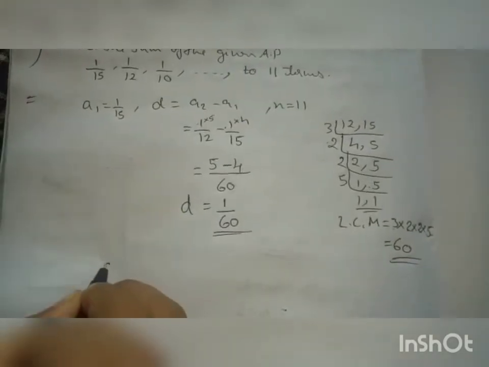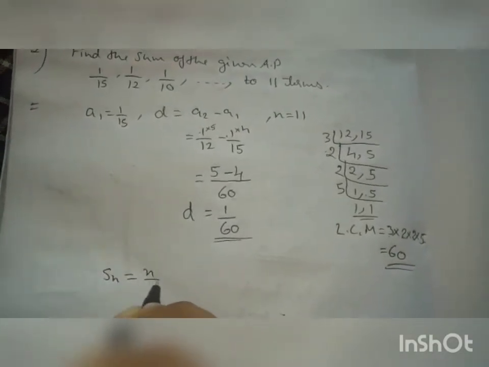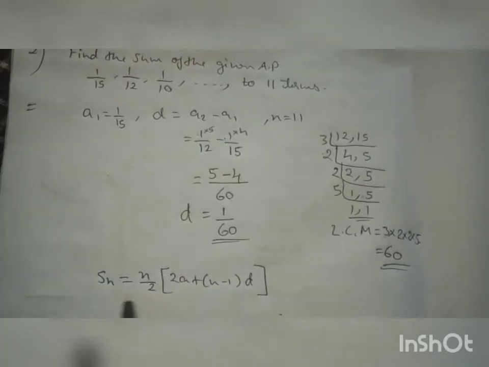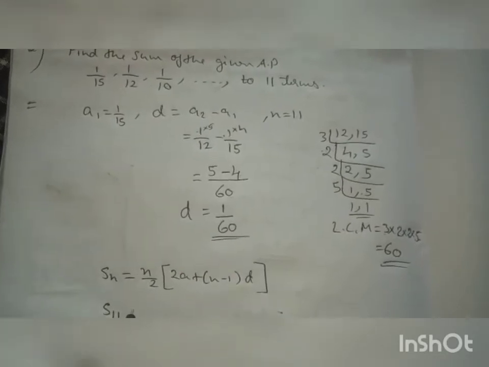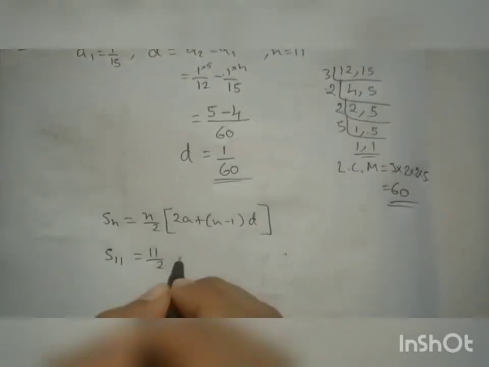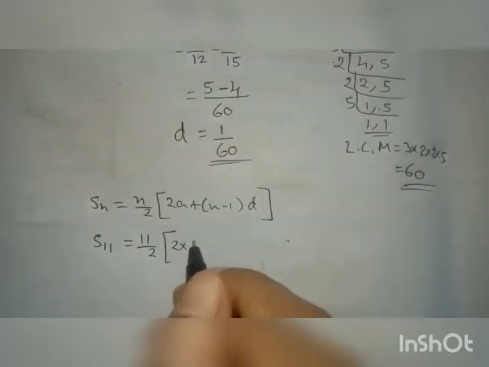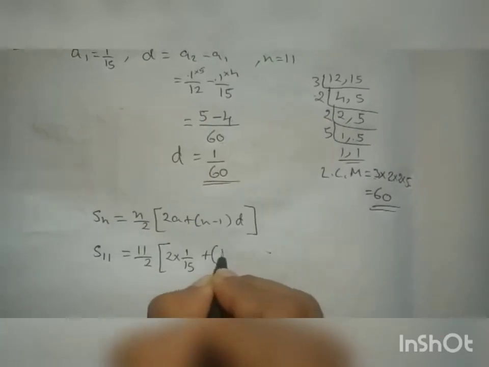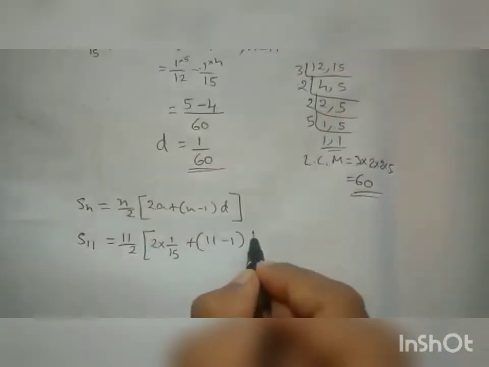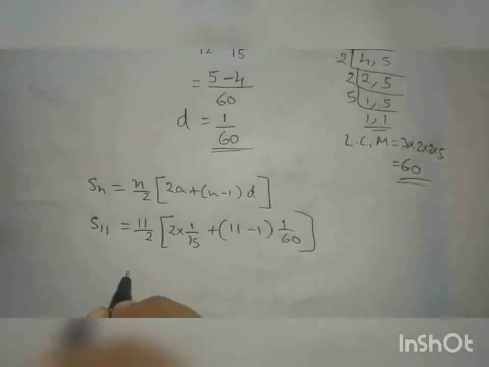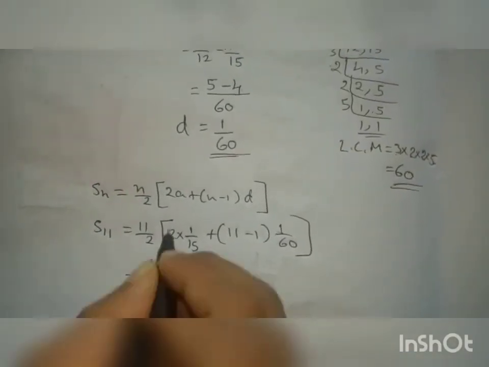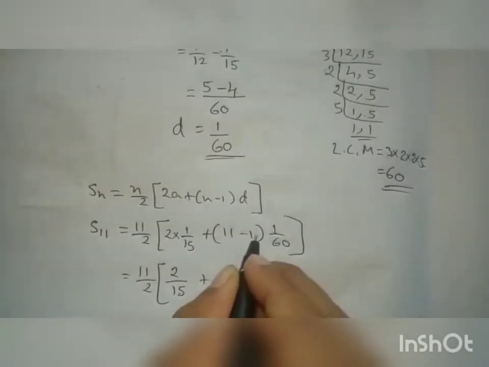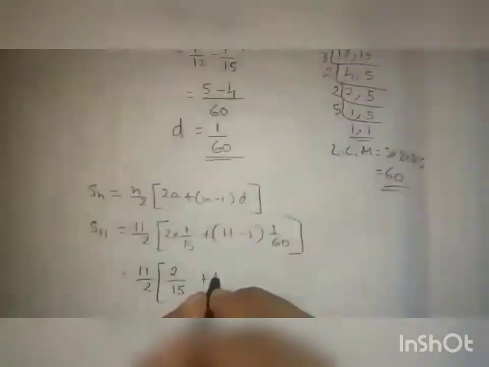Next, write down the Sn formula. Sn is equal to n by 2 into 2a plus n minus 1 into d. So you want to find S11 is equal to 11 by 2. Substitute all the terms. 2 into a. A is what? 1 by 15, plus n is 11, minus 1, into d. D is 1 by 60. Next, 11 by 2. Here 2 1s are 2. So it becomes 2 by 15 plus 11 minus 1 is 10. So 10 into 1 is 10.